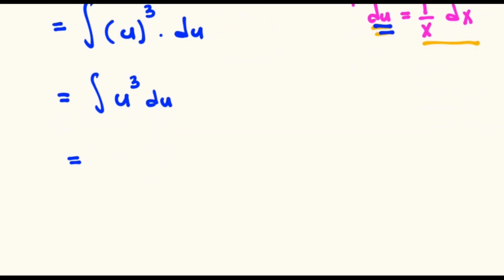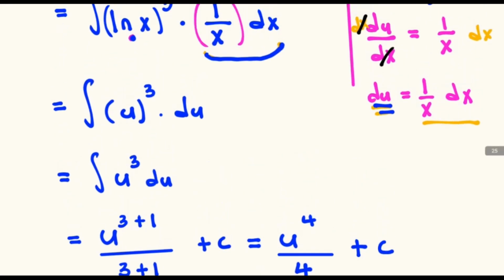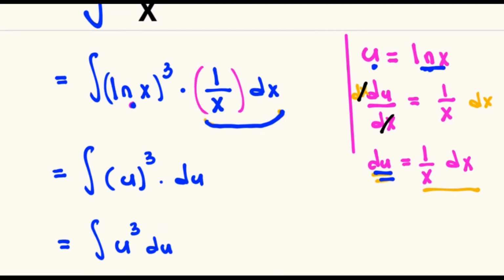and the integral of u to the power 3 with respect to u will be equal to u to the power 3 plus 1 divided by the 3 plus 1 plus our constant c, and this will be equal to u to the power 4 divided by 4, plus the constant c. So in the place of the u, we bring back the ln x.